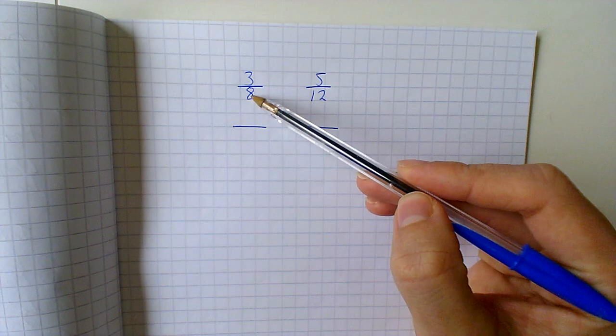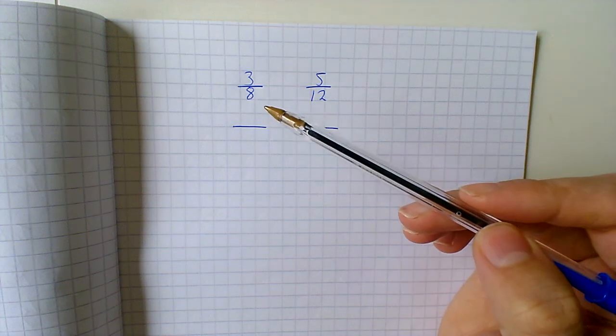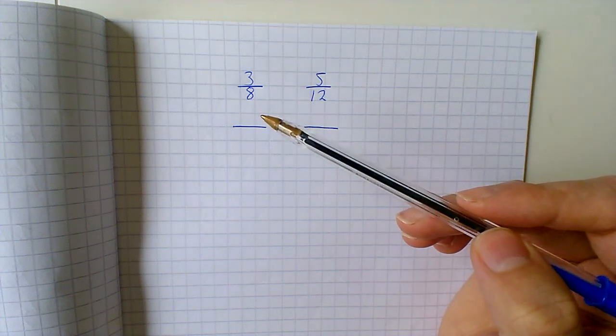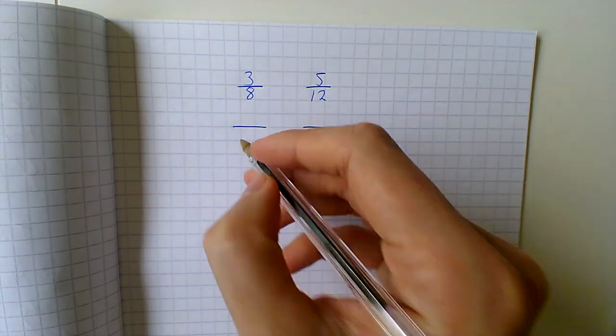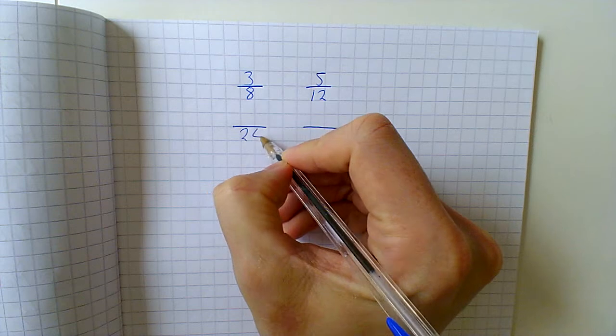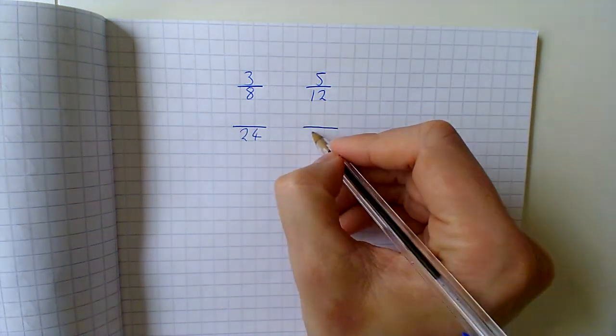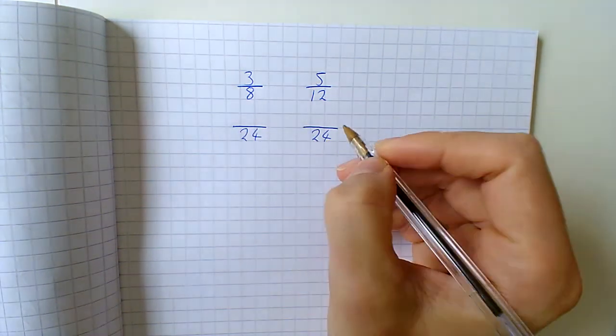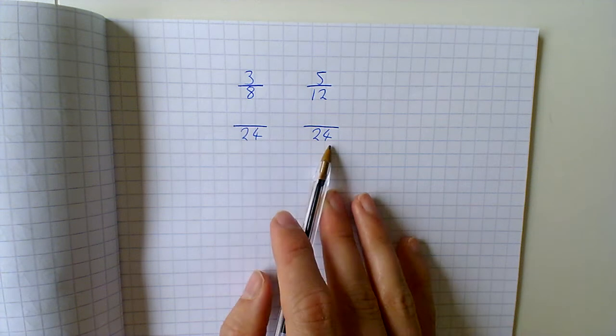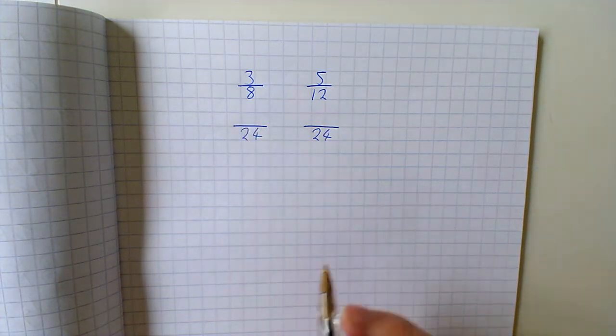So if we think about it, we've got 8, the next number in that times table will be 16, and then we've got 24. Now, 24 is good for us because it's in the 8 times tables, and also 12 multiplied by 2 is 24. Okay, so we have a common denominator, 24, in both the 8 and 12 times tables.